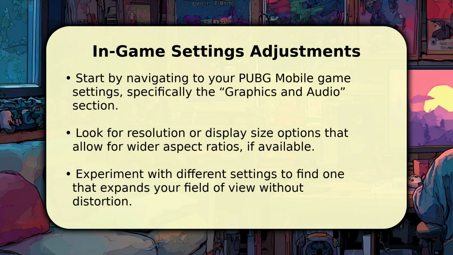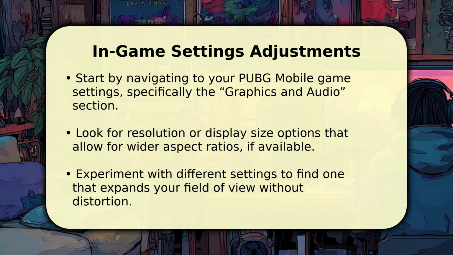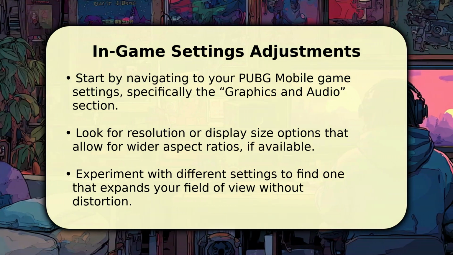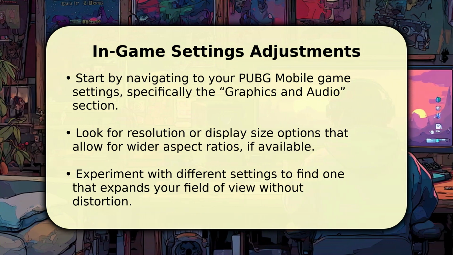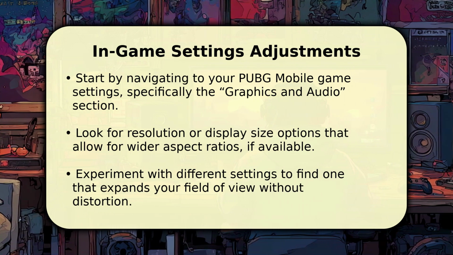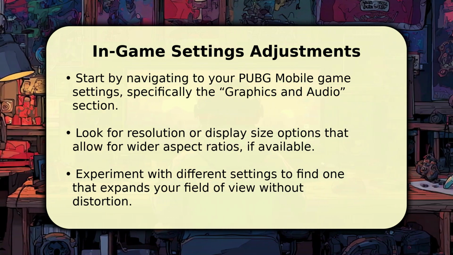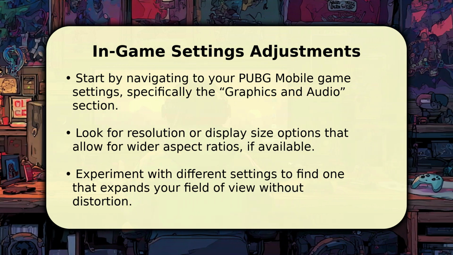Your first stop is always within PUBG Mobile itself. Head straight to the Graphics and Audio Settings menu. Developers sometimes include options for different display sizes or aspect ratios, especially as devices evolve. Carefully check for any screen resolution or display mode settings that might offer a wider view.